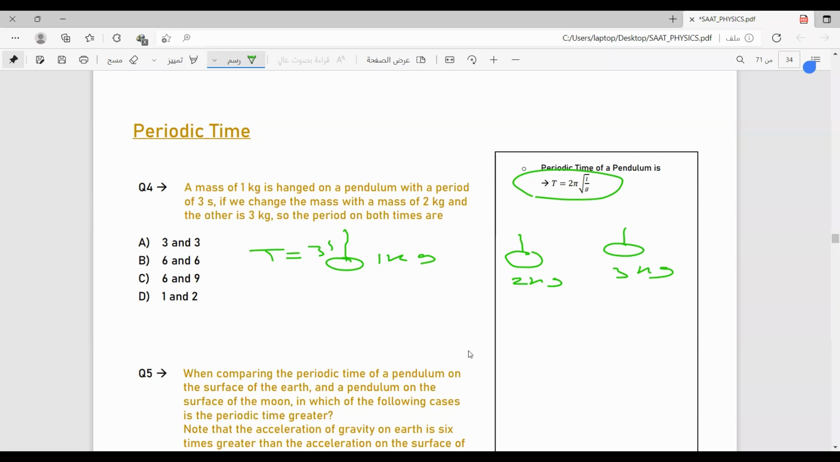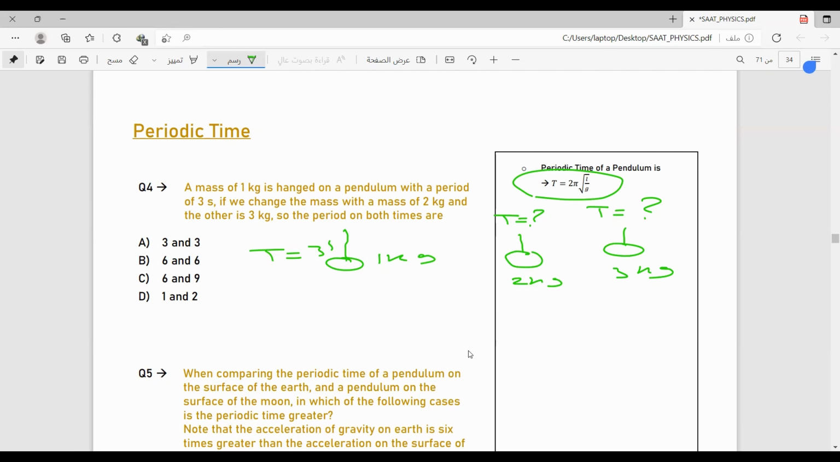Now, if we change the mass here from 1 kg to 2 kg and 3 kg, what do you think the periodic time here will be? What do you think the T here equals? And also for this case, if we change the mass, what do you think the answer will be based on this equation? Will it be different? It will be the same as the first situation, which is 3 seconds.